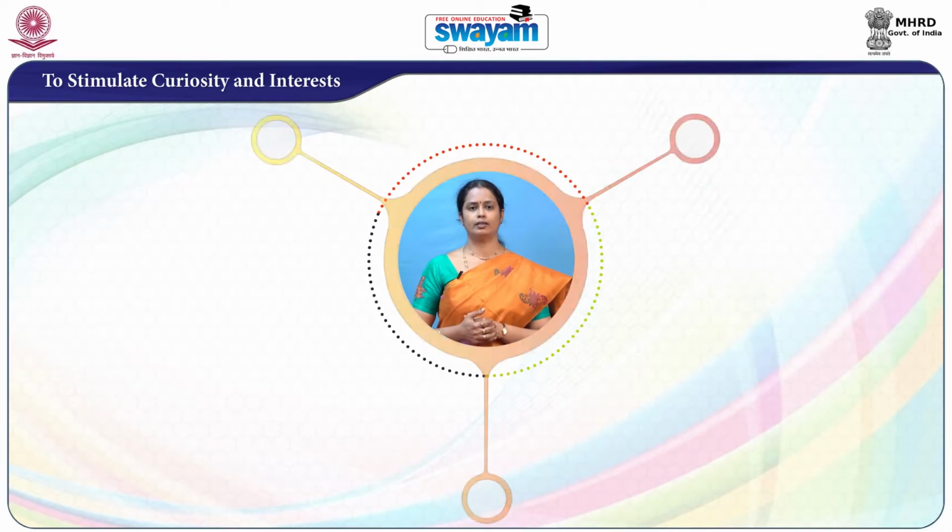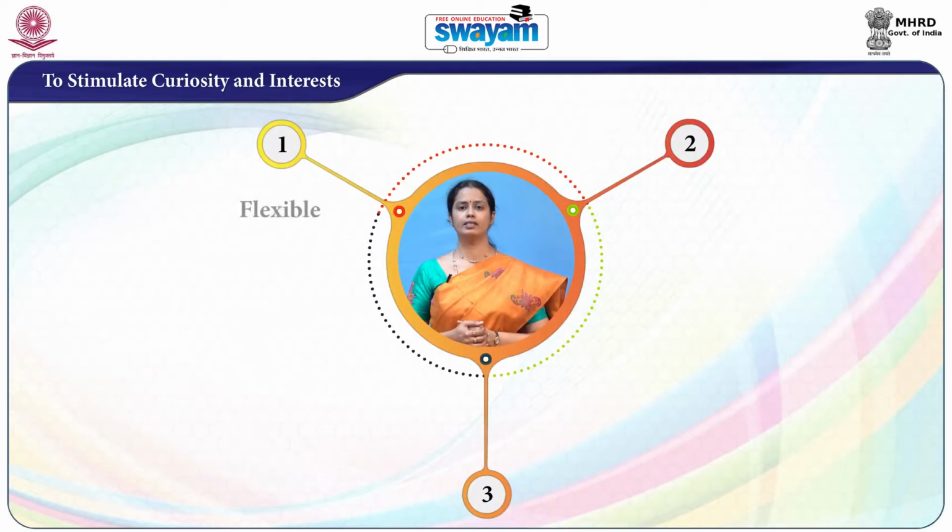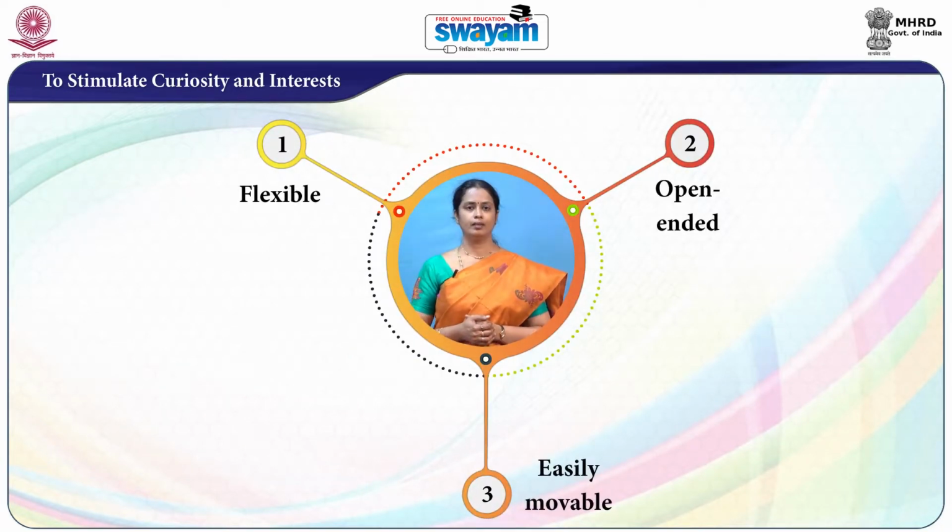And the third objective, to stimulate curiosity and interest. To promote curiosity and interest in a child, the materials that are positioned should be flexible and open-ended. Here open-ended means, for example, a building block wherein a child can create a number of buildings becomes an open-ended material. And the third is that it should be easily movable.